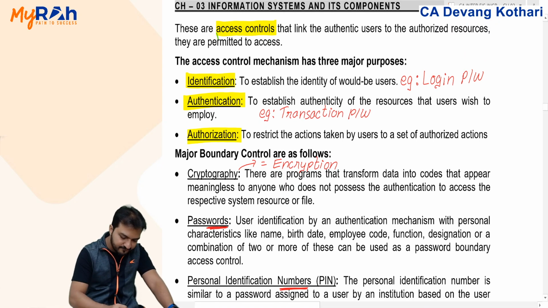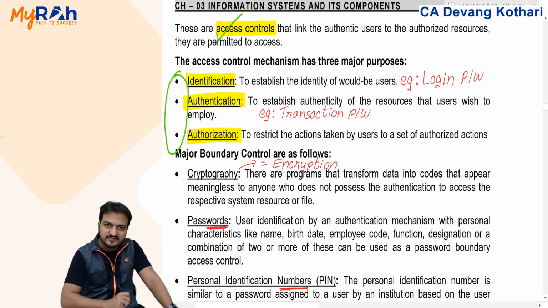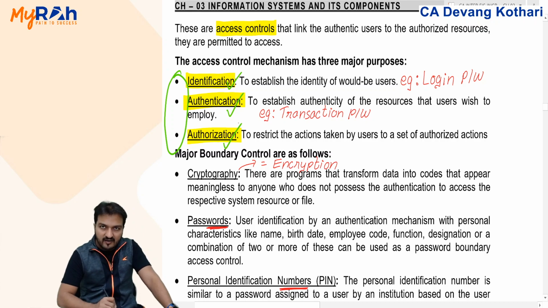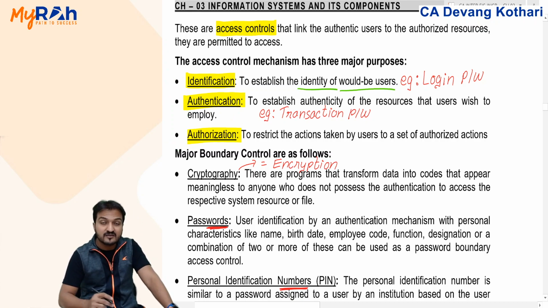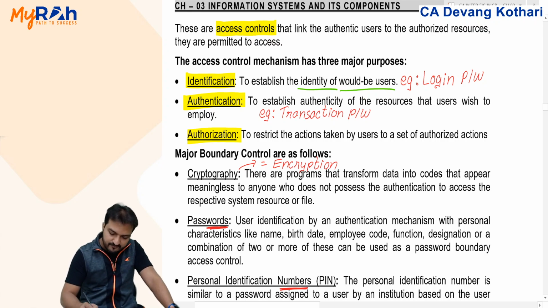here, there are 3 important terms that I had discussed: identification, authentication, authorization. Identification is to check identity of the user at the time of logging. So that is like a login password.